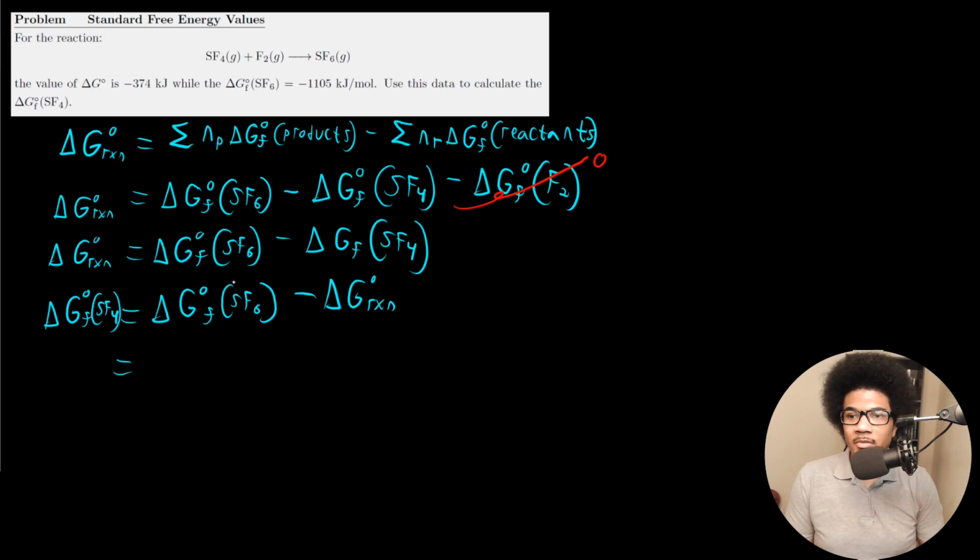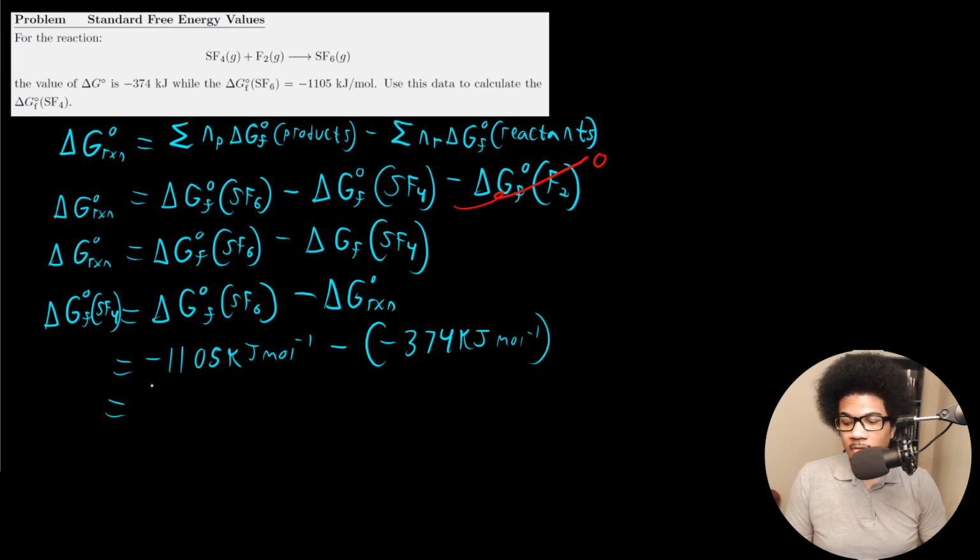Now we just plug in the numbers that we were given. The delta G of formation for SF6 is negative 1,105 kilojoules per mole, minus the delta G for the reaction, which is negative 374 kilojoules per mole. That's going to give us negative 731 kilojoules per mole as the free energy of formation for SF4.